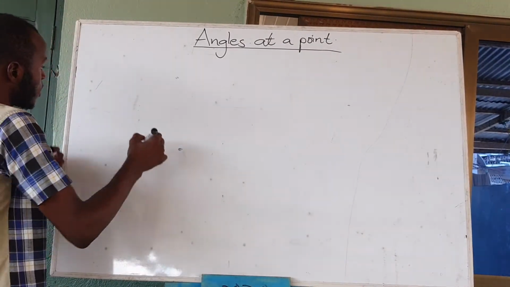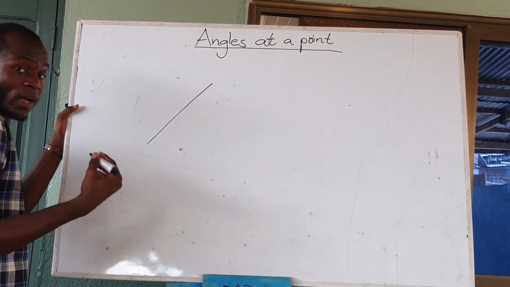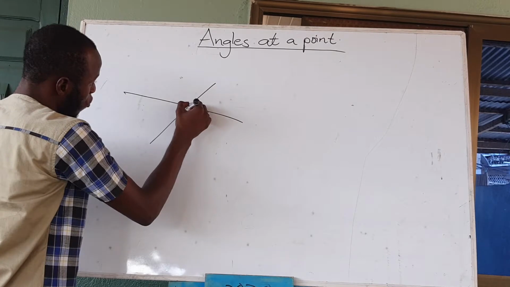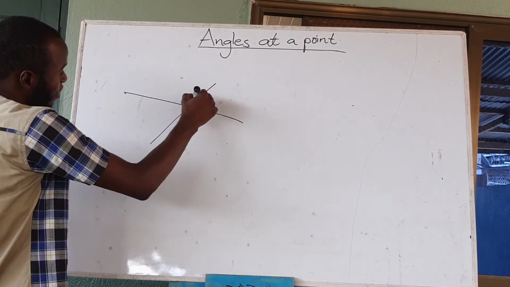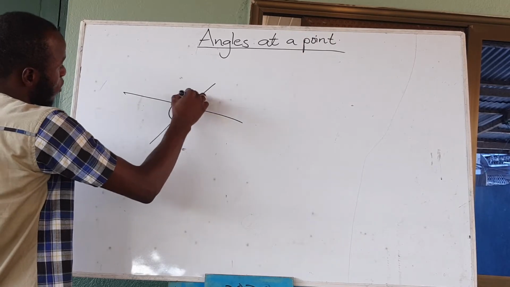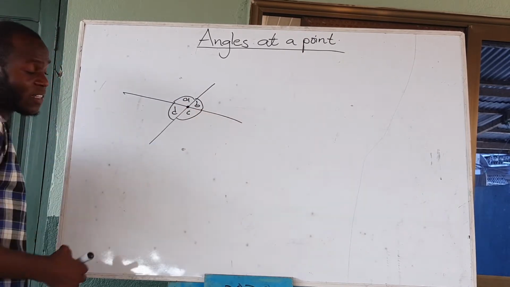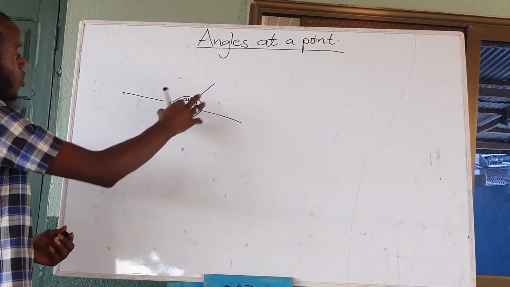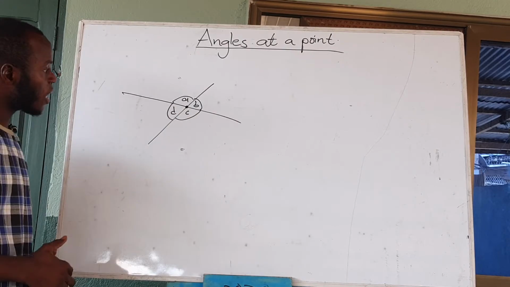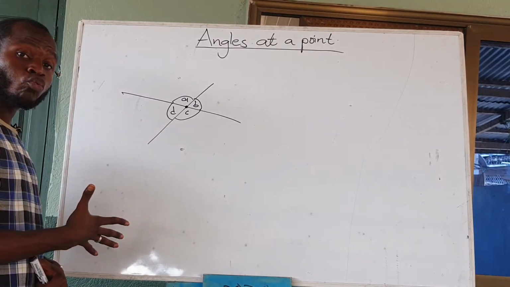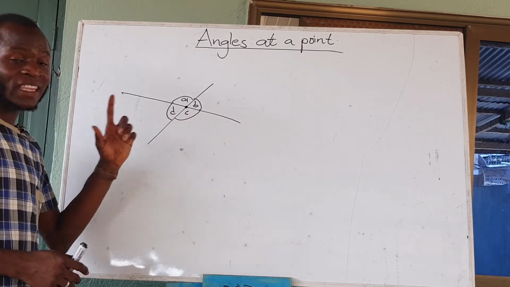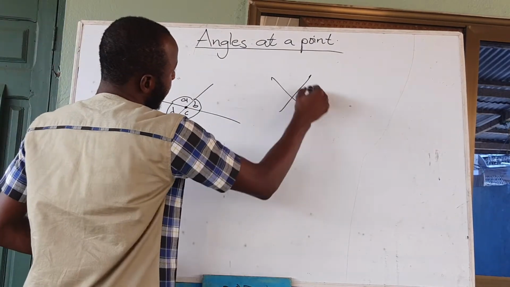So what it means is you have a line going somewhere and then another line will cut it, meaning these angles are formed at this point. So we have angles surrounding the point, maybe angle A, B, C, and D. These angles are formed when these two lines meet. It could be more than two lines, more than three, more than four lines, so far as they all meet at a point.